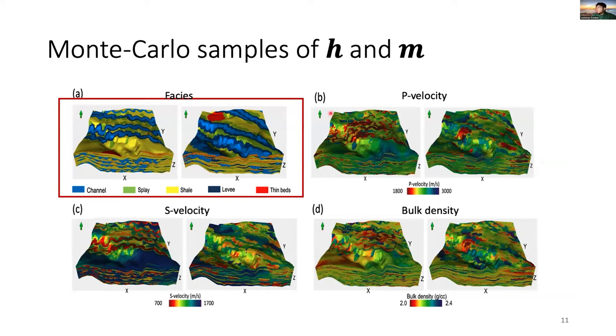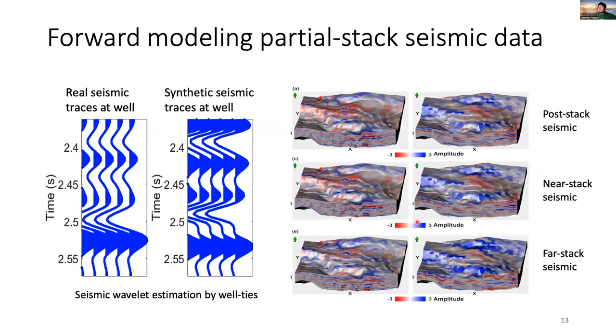Similarly, we specified some distributions for P and S wave velocity and bulk density, which I won't go into the details of. But I will focus on the forward modeling part where we generate the seismic data. In terms of the seismic data, we consider partial stack seismic data: post stack, near stack, and far stack. And these are the two realizations corresponding to the Earth models that we showed in the previous slide.